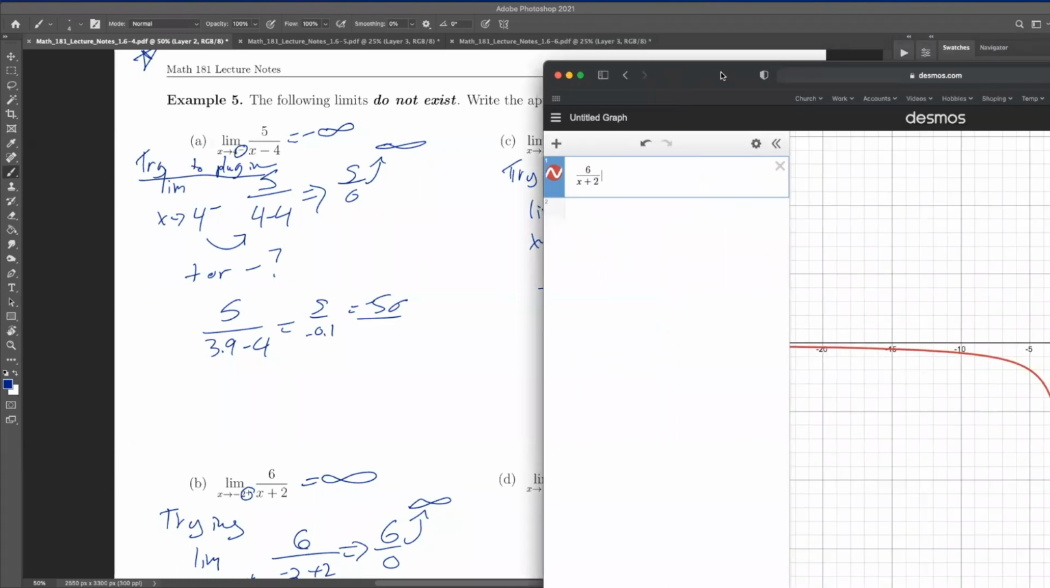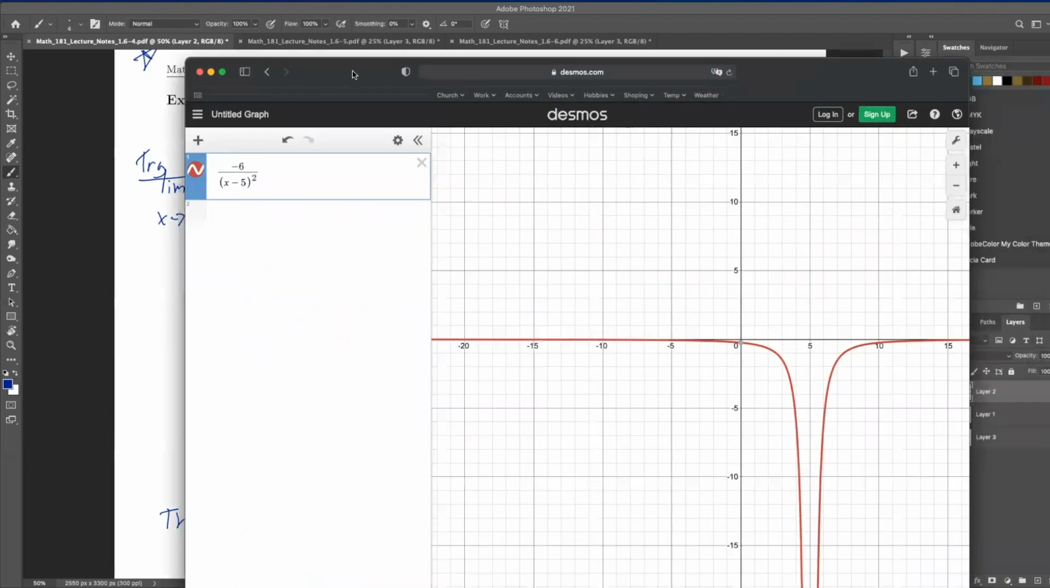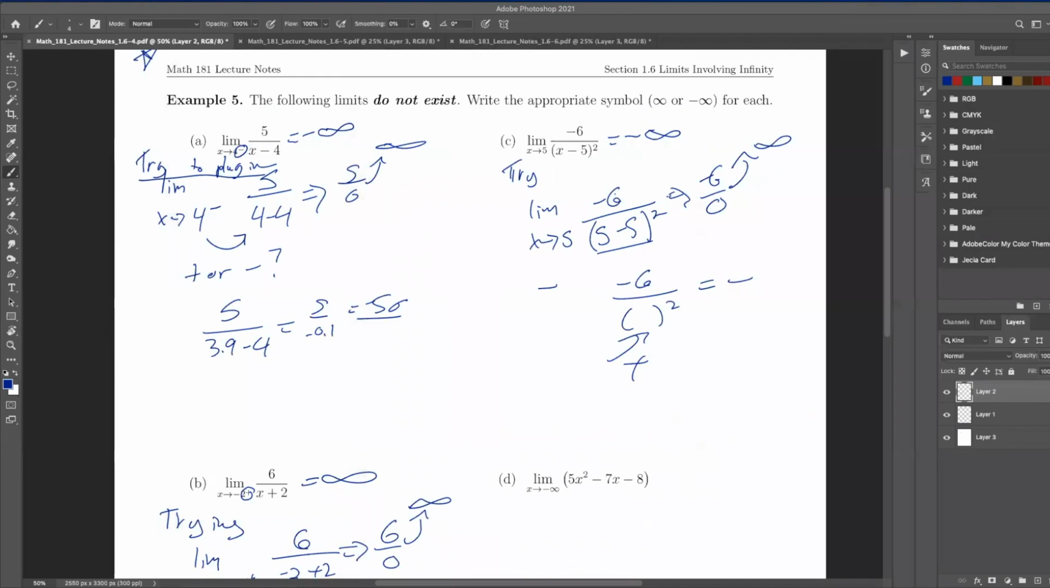This was what? Minus 6. And here we're going to have the quantity squared. And I need a minus 5 here. And notice here we get exactly what we think. Here at 5, it shoots down to negative infinity. Okay. All right, so that's how you kind of handle these for infinity.